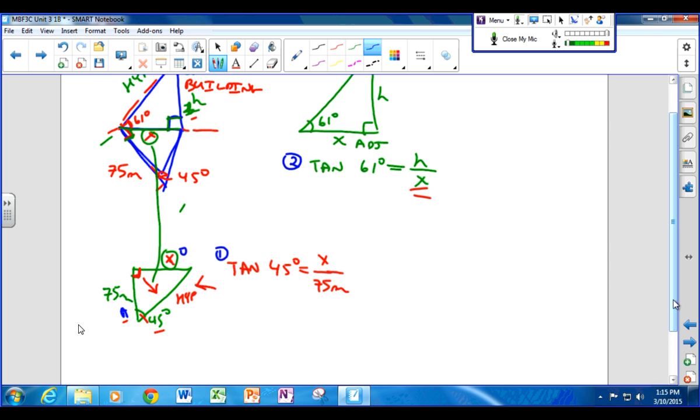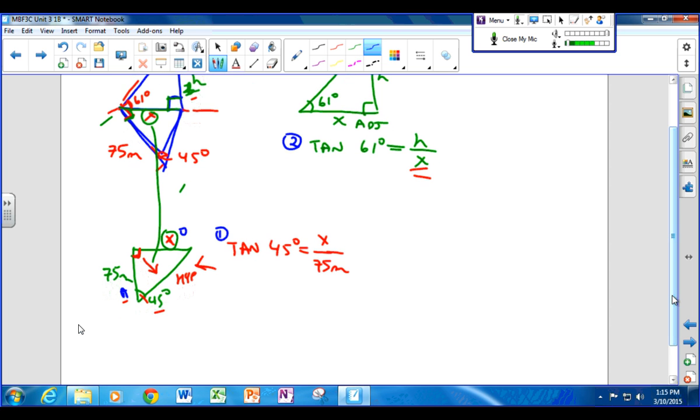Some mathematicians use letters, A, B, C. It's really up to them. I use numbers and letters. So we got 75 times tan 45 degrees equals X. Now, we know that X is a distance, and we know it's going to be in meters because that's what we started with. So let's take the tan of 45, which happens to be 1, times 75, which is 75 meters. There we go, 75 meters.